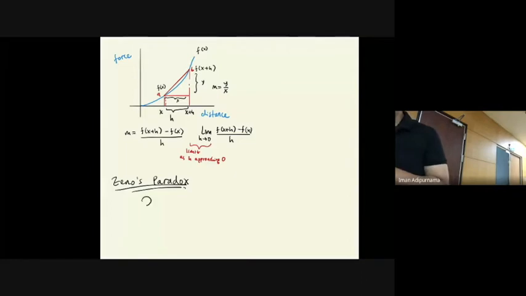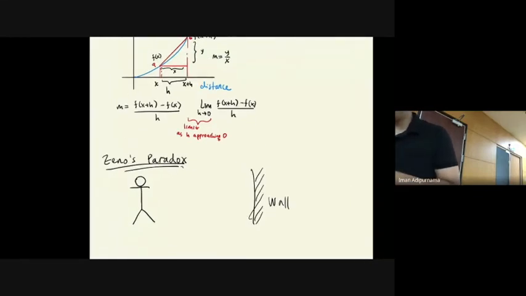Okay, so you have a person here, and you have a wall here. Let's say the distance between the person and the wall is 1 meter. Zeno's paradox says that the person will not touch the wall because every time, or maybe here, it will be easier.